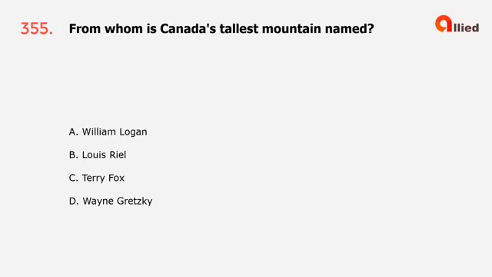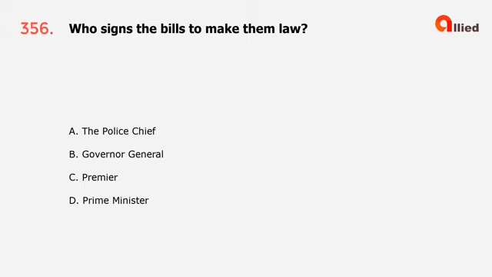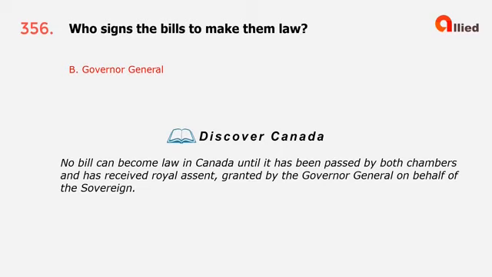Question 355. From whom is Canada's tallest mountain named? A. William Logan. B. Louis Riel. C. Terry Fox. D. Wayne Gretzky. The answer is A. William Logan. Question 356. Who signs the bills to make them law? A. The Police Chief. B. Governor-General. C. Premier. D. Prime Minister. The answer is B. Governor-General.